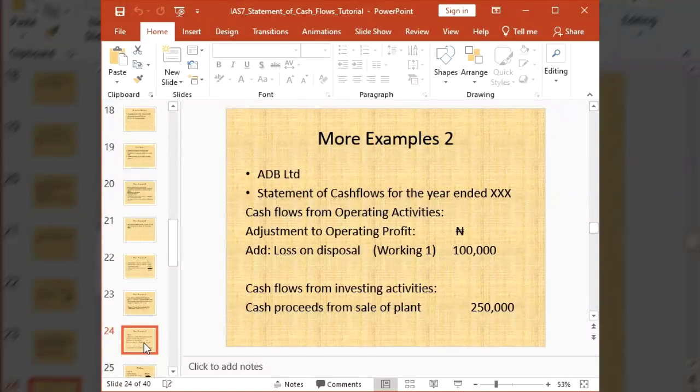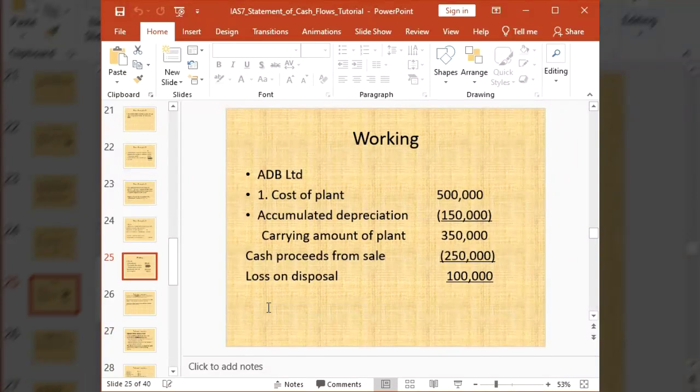Then we move to cash flows from operating activities, and then remember we have to adjust operating profit or profit before tax for the loss on disposal. We are going to be calculating the loss on disposal of 100,000 as follows. The first step is to identify the cost of the plant. The cost of the plant based on the question is 500,000 naira. Then we less accumulated depreciation of 150,000 naira to arrive at a carrying amount of plant of 350,000 naira.